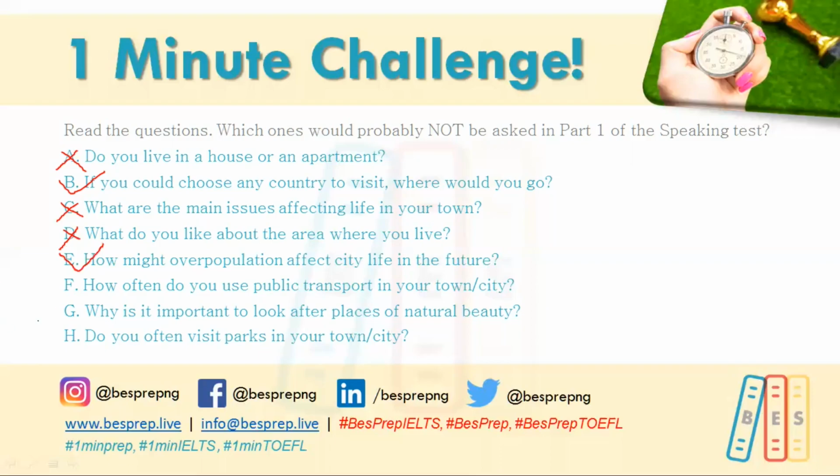Yay! Okay, so the next one is, how often do you use public transport in your town and city? So this is definitely a part 1 question. So no, it's not one of our answers. So we're gonna cross it out. Okay, that was sloppy. The next one is, why is it important to look after places of natural beauty? That is a part 3 question type because it's an abstract question. And yeah, so it is one of our answers. So give it a good tick.